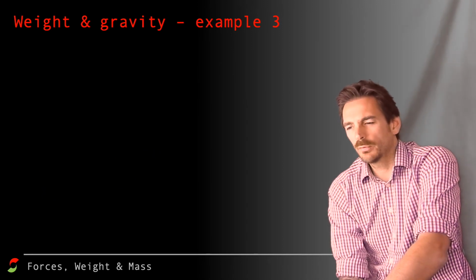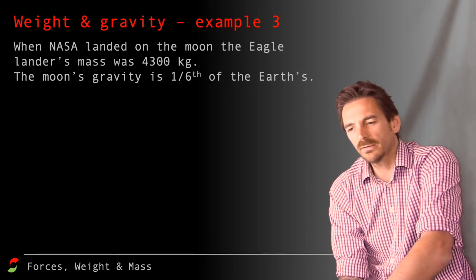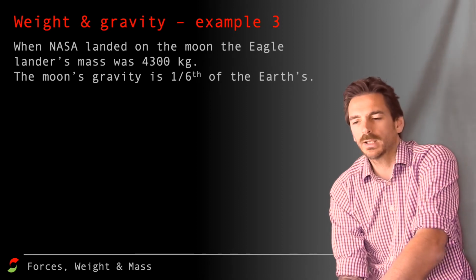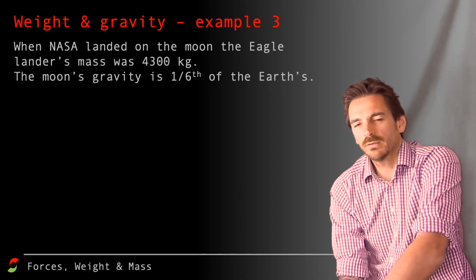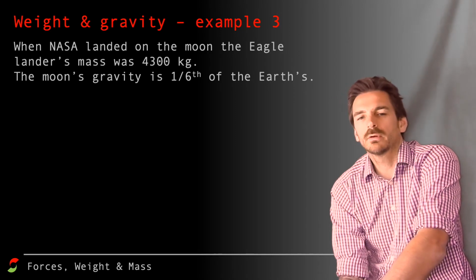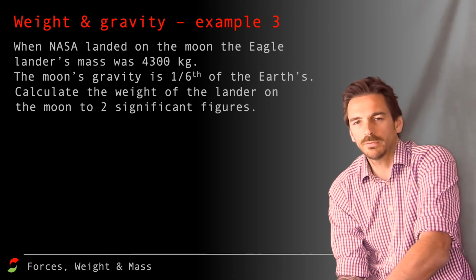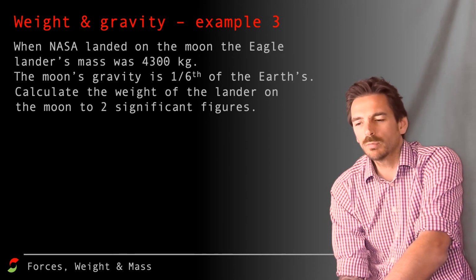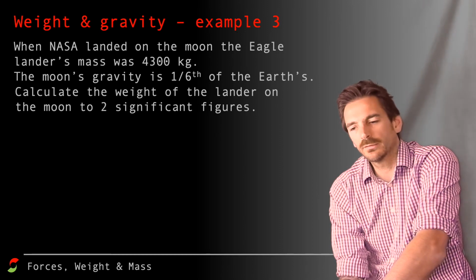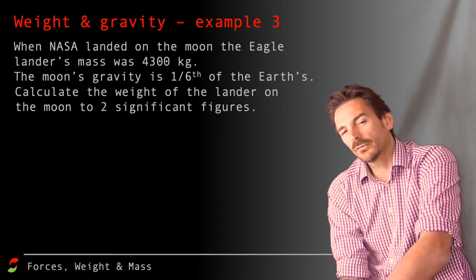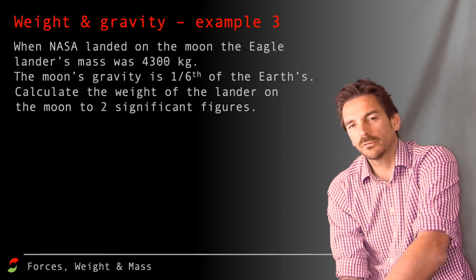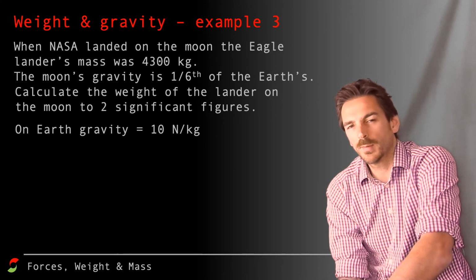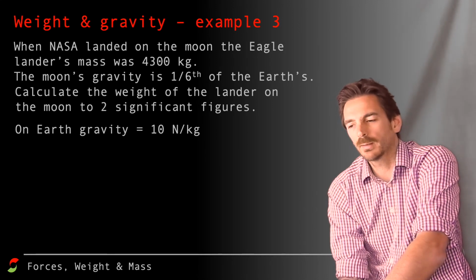Let's have a look at another example then. So when NASA landed on the moon, the Eagle lander that they used had a mass of 4,300 kilograms. And we've been told here that the moon's gravity is a sixth of that on the Earth. And of course, the Earth has a gravitational pull of 10 newtons per kilogram. So what we're going to do is calculate the weight of the lander on the moon, and specifically we've got to answer to two significant figures. So we've got to be a little bit careful there how we leave our final answer. And of course we get told or reminded that gravity on Earth is 10 newtons per kilogram.